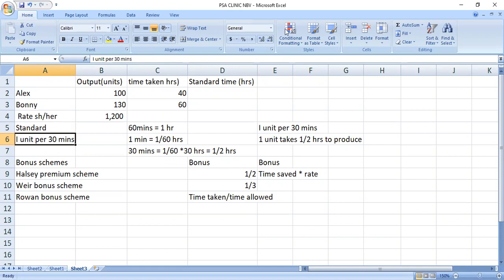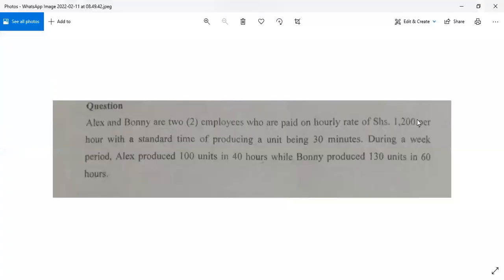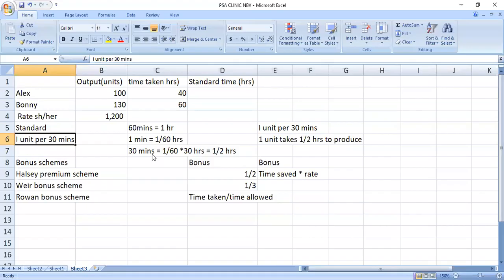If I may just take you there for clarity, for those who are wondering where I'm getting it from. This part here, just after the rate, they say that with a standard time of producing a unit, I'm saying 1 unit being 30 minutes. So I hope we're clear on that. So if I go back to the question, we're saying 1 unit takes me 1.5, okay?